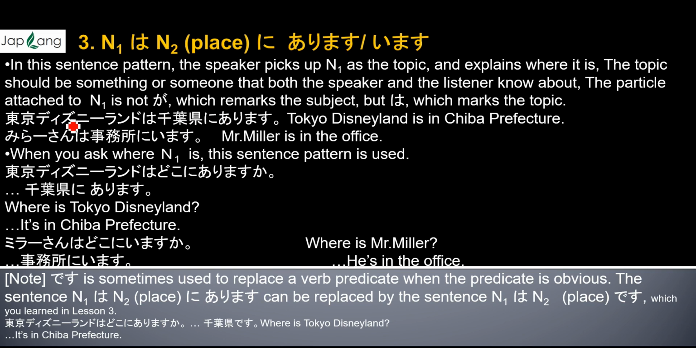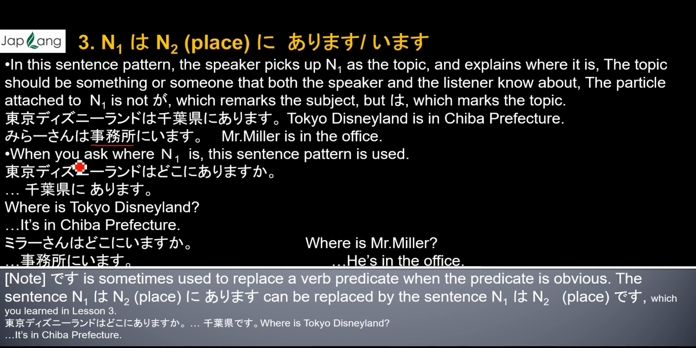Example, Tokyo Disneyland wa Chiba-ken ni arimasu. Tokyo Disneyland is in Chiba prefecture. Minasan wa jimusho ni imasu. Right, Mr. Miller is in the office. So the subject is coming before and the location is coming later. Right. So earlier it was place ni. Here it was noun 1 wa and then place ni.